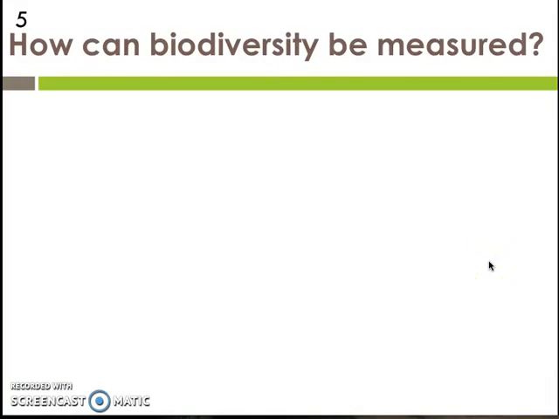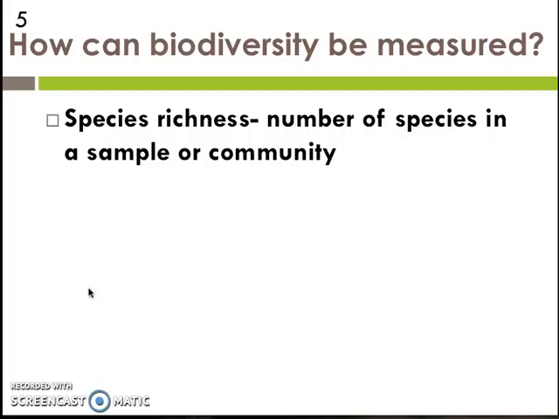So the next question is, how do we measure how diverse something is? How can we measure biodiversity quantitatively? And one of the most common ways, especially when you're talking about species diversity, is you would look at species richness. Species richness is the number of species in a sample or a community. So if you're looking at a sample, for example, if you scooped out a container of soil, you would look at how many different types of species were in that soil.